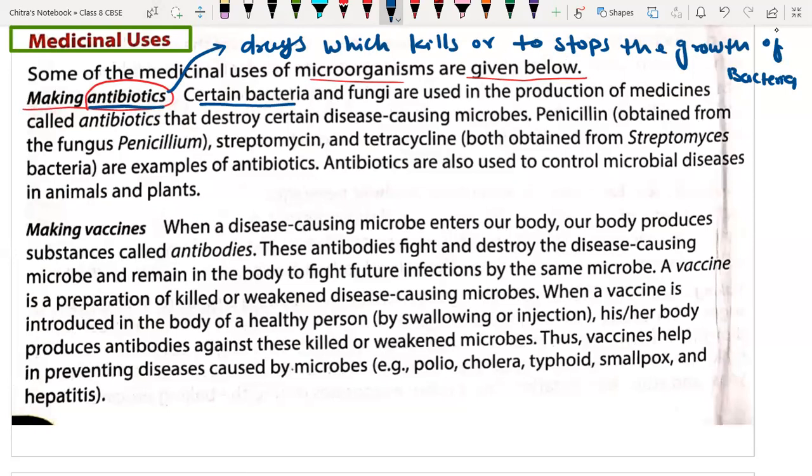So certain bacteria and fungi are used in the production of medicine called antibiotics. Probably you know that the first antibiotic drug was discovered by Alexander Fleming, but accidentally. Alexander Fleming was a biologist.